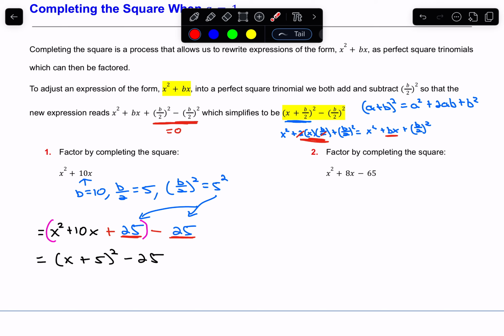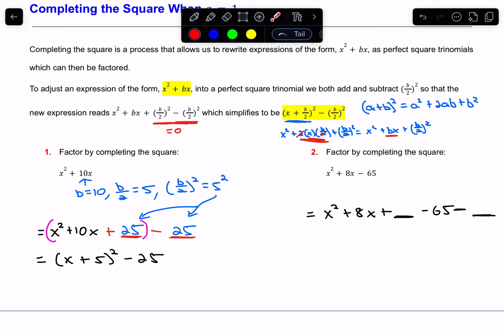All right, let's try it again. The only difference between number 1 and number 2 is there's a negative 65 floating around in number 2. So what we're going to do is essentially just ignore it. So I want to rewrite number 2 over here as x squared plus 8x plus a blank, and then we have minus 65 plus blank. Oops, I wrote plus instead of minus there. So let's put that minus sign on there.